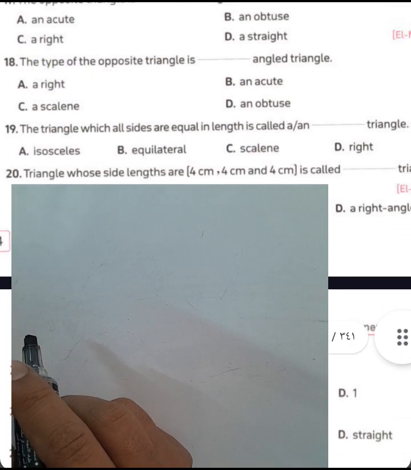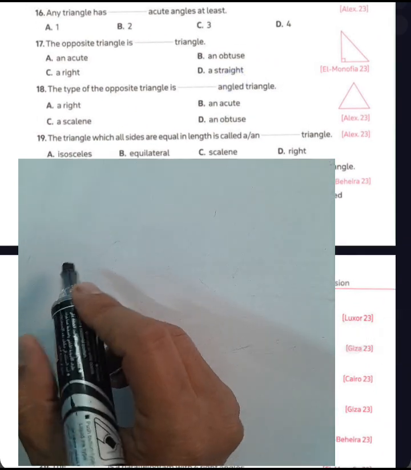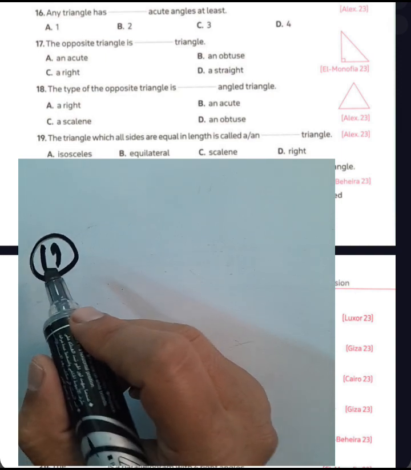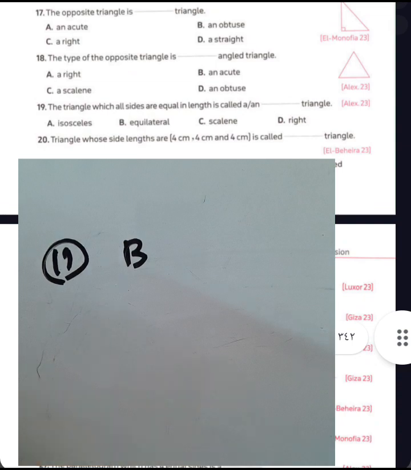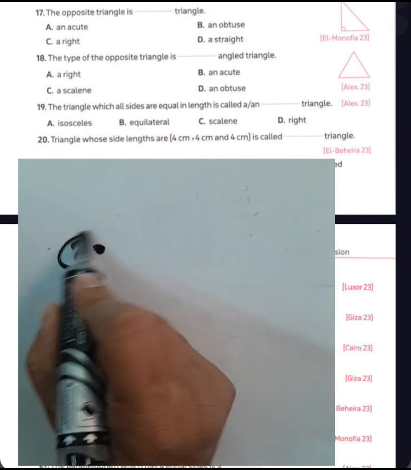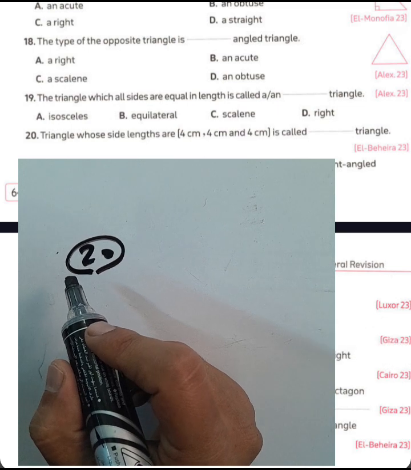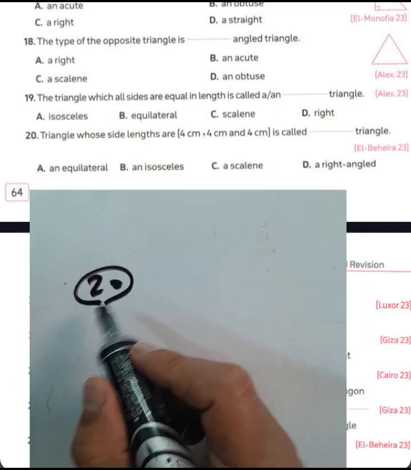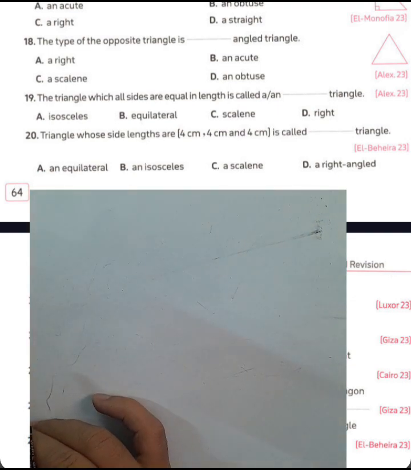Question 19. The triangle in which all sides are equal in length is called an equilateral triangle. All sides are equal in length. We call it equilateral. Choose letter B. Question 20. The triangle whose side lengths are 4, 4, 4, we call it an equilateral triangle. Choose letter A, because all sides are equal in length.